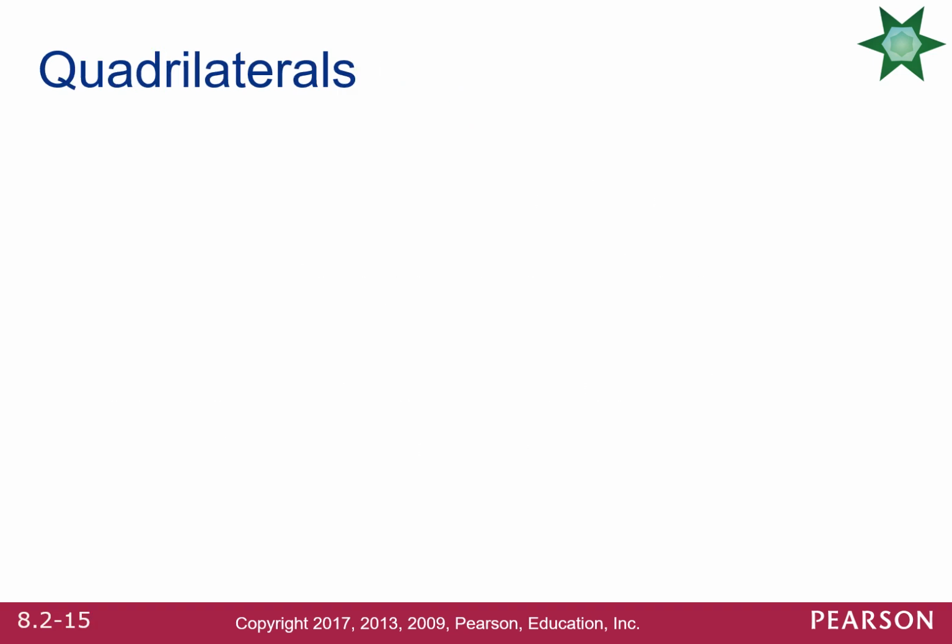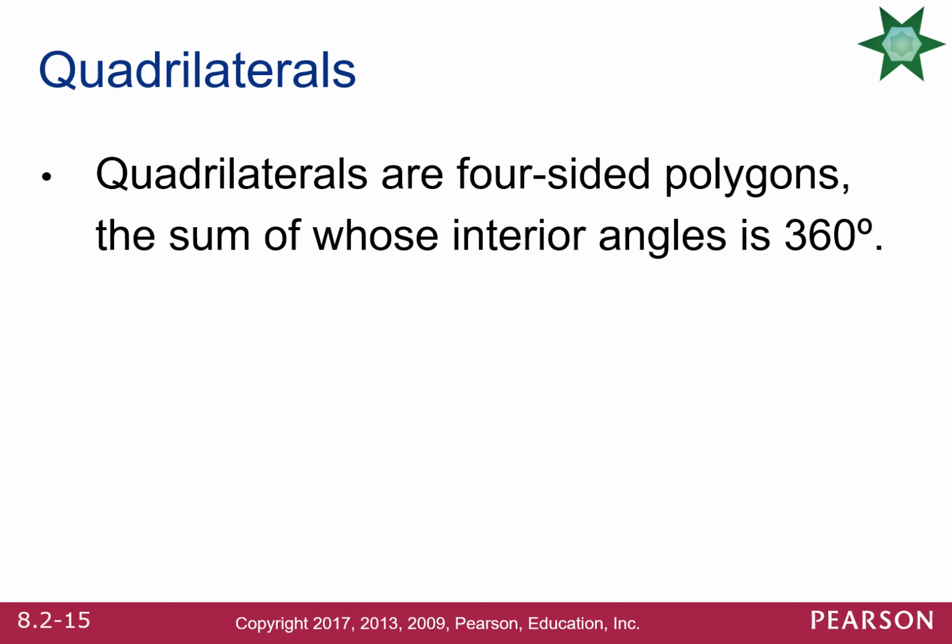So we have covered triangles, which are polygons with three sides. Now we'll talk about four-sided polygons. Those figures, polygons with four sides, are called quadrilaterals. So quadrilaterals are four-sided polygons, the sum of whose interior angles is 360 degrees.